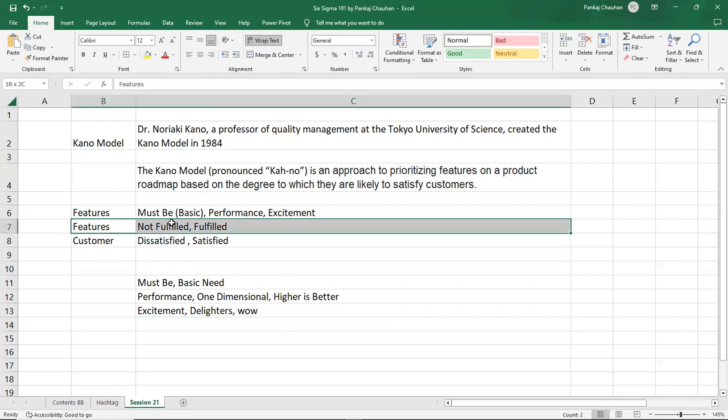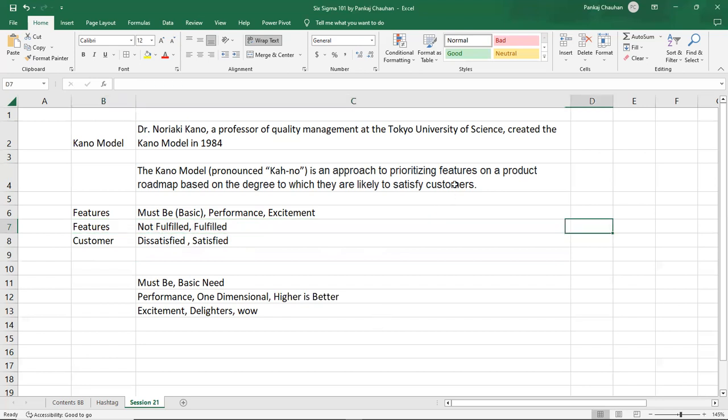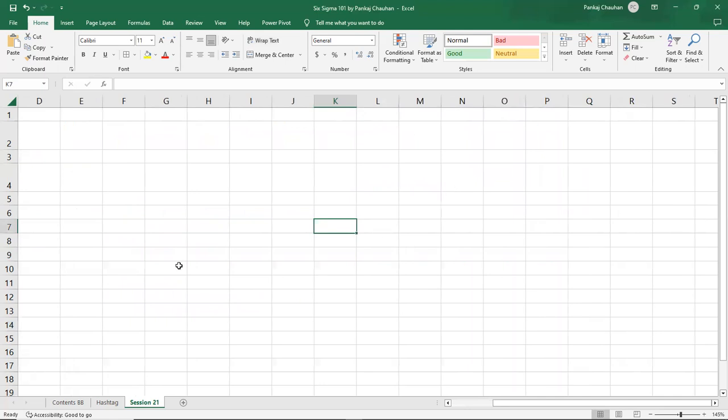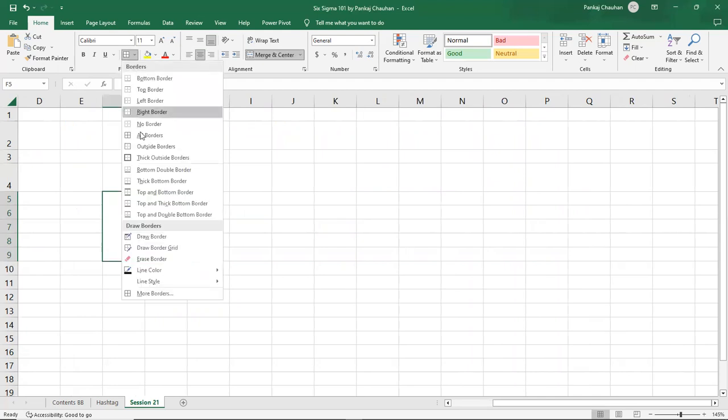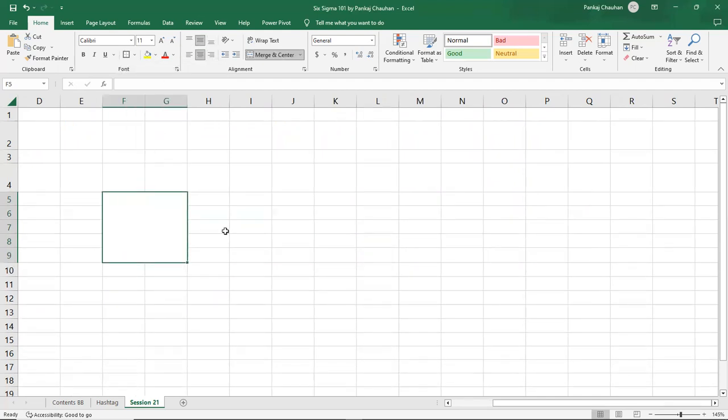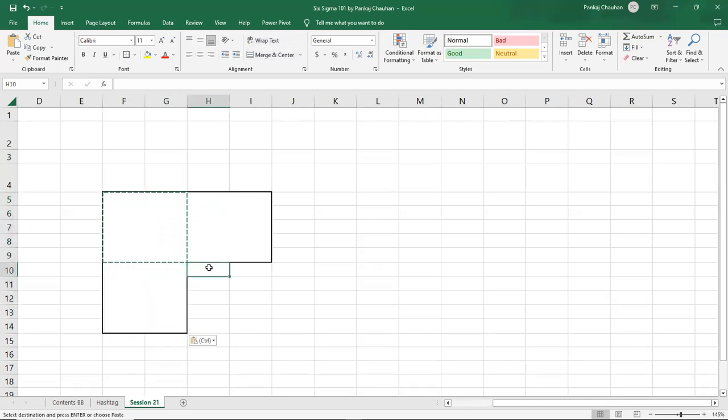Second, we will see the features on the horizontal axis, fulfilled or not fulfilled. And the customer satisfied or not satisfied will be on the vertical axis. So how do we do this? Let me draw a picture for you here. I am just going to create a 4-blocker kind of thing. So if you see, this is the one block I am making. And here is the second. This one is the third. And this one is the fourth.